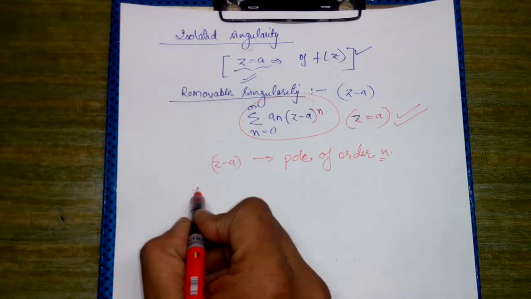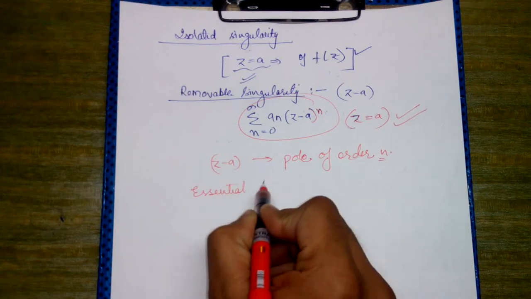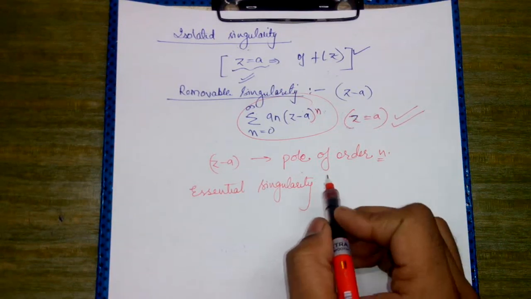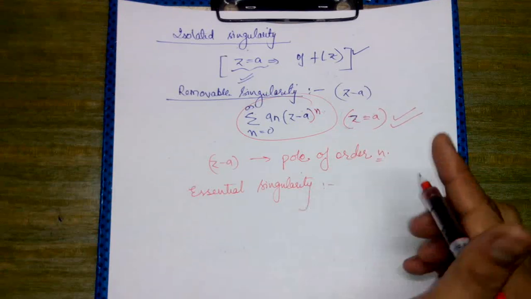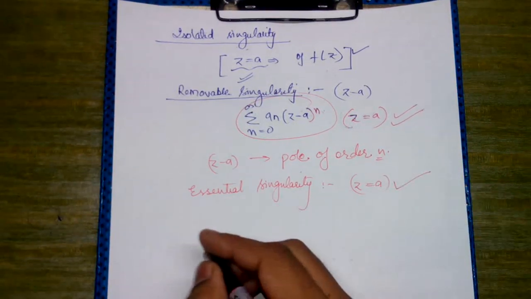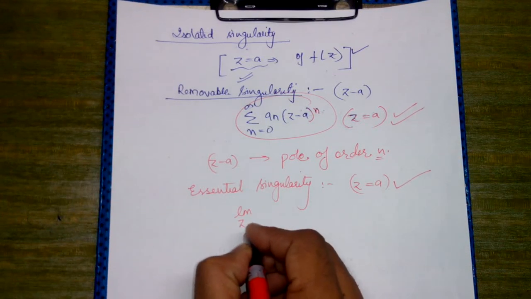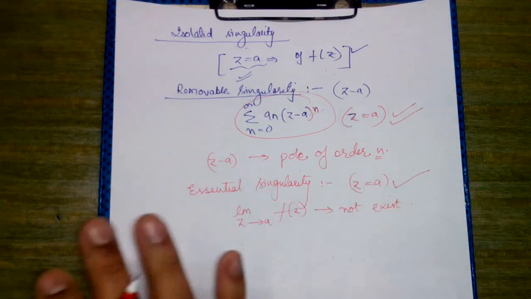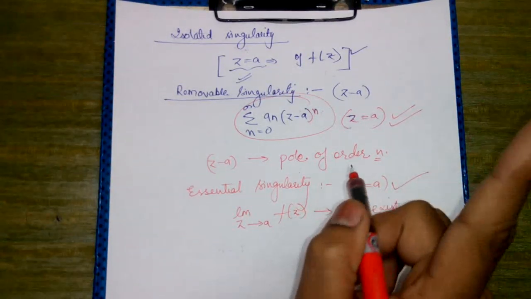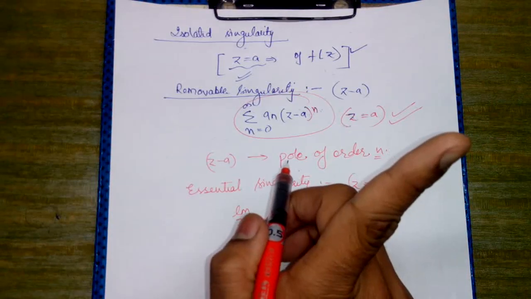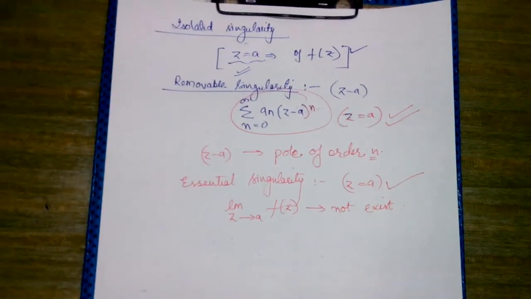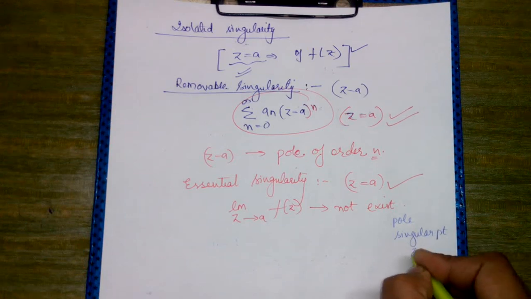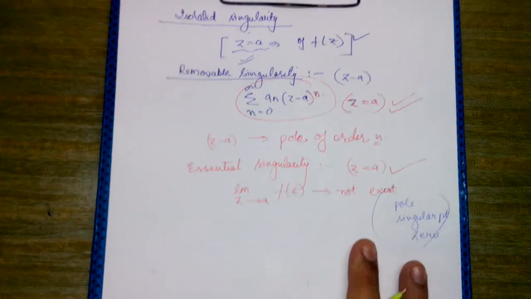Okay. Next we have the essential singularity. If the number of negative powers of z minus a is infinite, then z equals a is called an essential singularity, such that the limit as z tends to a of f of z will not exist. It does not exist at all. Okay. So there is a difference between a pole, a singular point and a zero. These three points have differences. We should definitely remember that these three terms are actually different from each other.